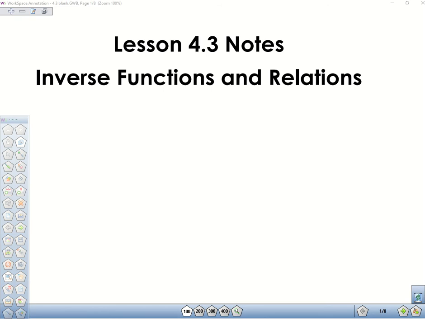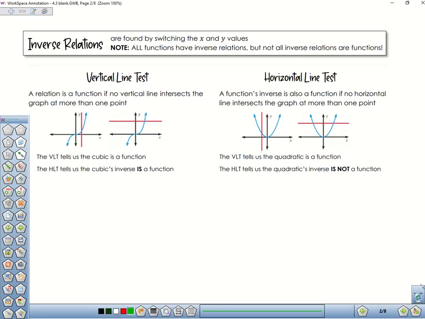Alright guys, so today we're going to be talking about lesson 4.3, which is inverse functions and their relations. Inverse relations are found by switching the x and y values.